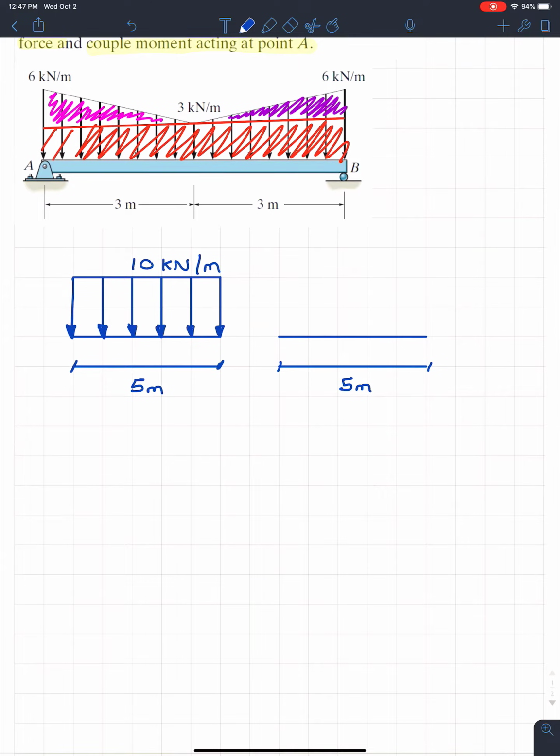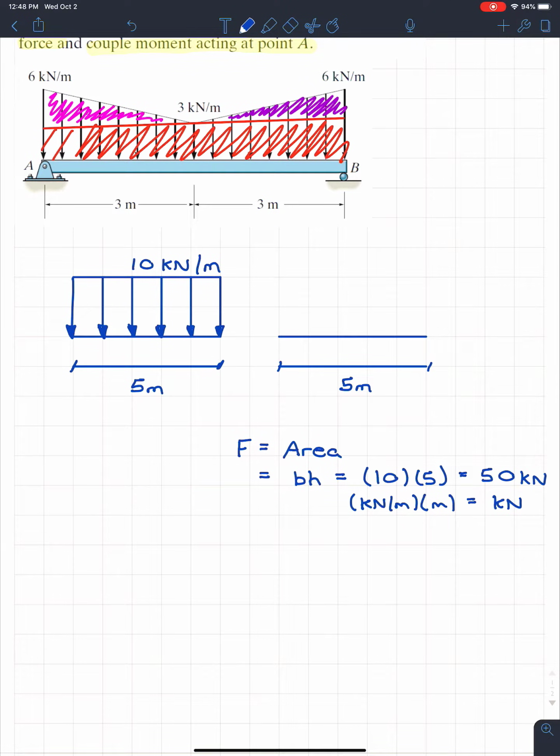So the magnitude of the force, and this is very, very easy for a rectangular section, is equal to the area of the distributed load. Since we have a rectangle, it's going to be base times height, and in this case, it's going to be the 10 times the 5. Because this 10 here is actually the height, the magnitude of that distributed load. If we look at units, we have kilonewtons per meter times meter. So the units are kilonewtons, which is what we want, and the magnitude would be 50. So the magnitude due to that distributed load is 50 kilonewtons.